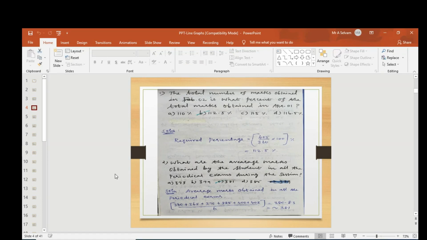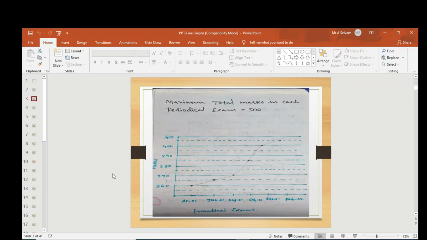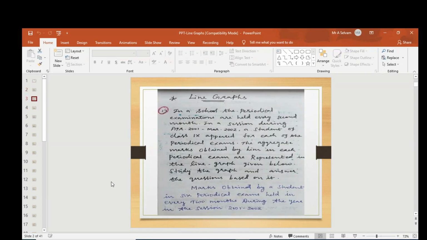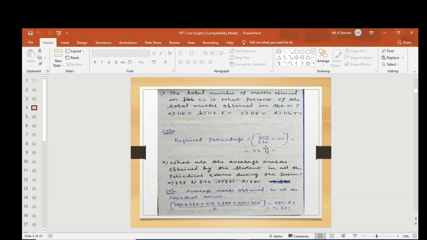Question number 2: what are the average marks obtained by the student in all the periodical exams during the session? So how many marks did they give? 1, 2, 3, 4, 5, 6, right? So 6 various periodical exams, and based on that we have to take the average. Options are also given for this question: option A 373, option B 379, option C 381, option D 385.